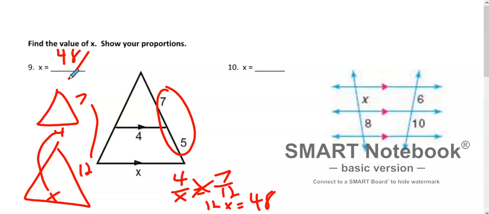Sorry, it's 7X, my bad. I don't know why I did that. Silly me. 7X equals 48. So what you get is 48 over 7, or about 6.86 rounded.